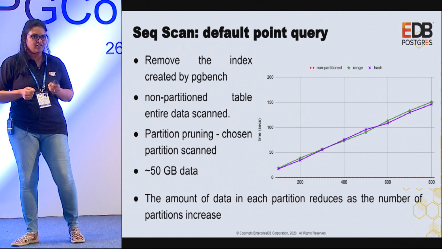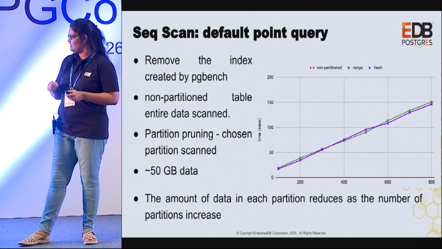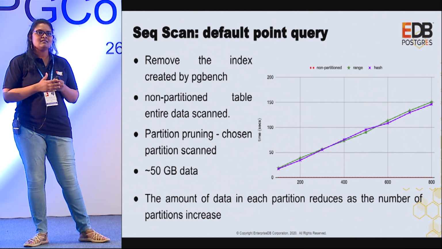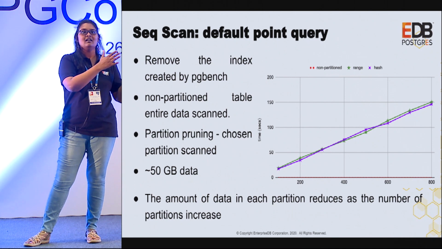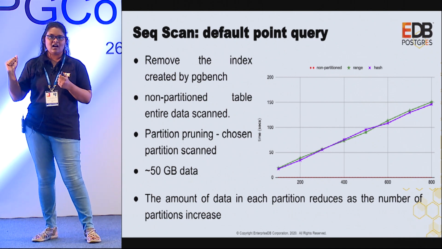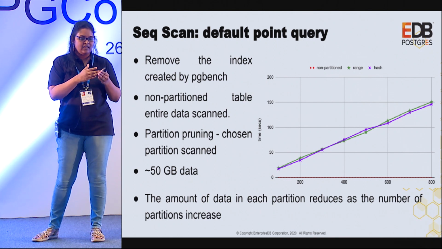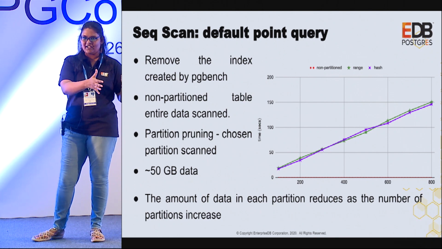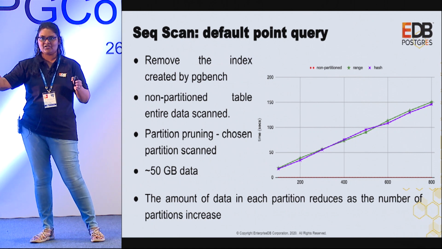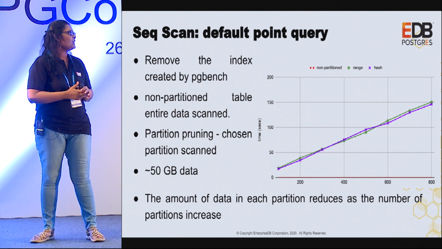No matter what kind of partition you do, range or list, the behavior is similar. Because what happens is, when you run select star from pgbench_accounts where AID equal to n, it would simply select one particular partition and then scan that partition till it finds the row required.